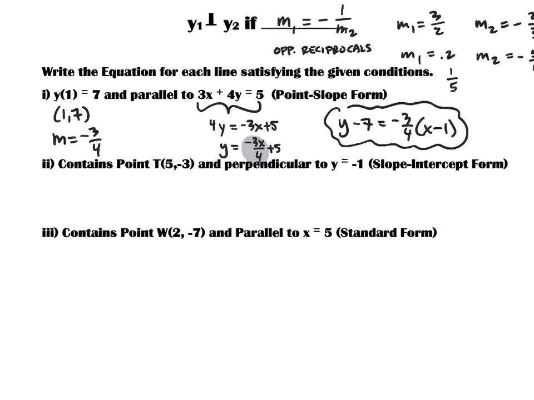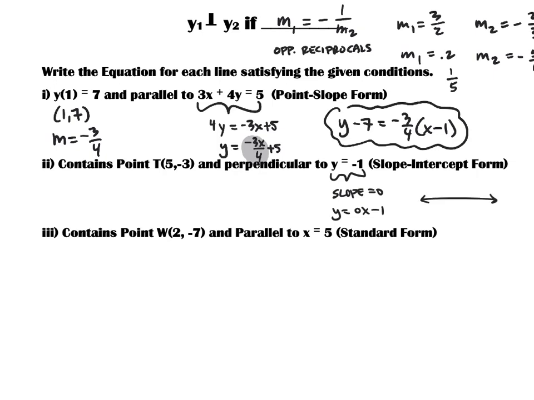Okay, let's go to part 2. This equation of this line is going to contain that point and be perpendicular to the line y equals negative 1. This is interesting because notice that this line has a slope equal to 0. If I rewrote it like this, you would see it immediately. So if it has a slope of 0, it's horizontal, right?